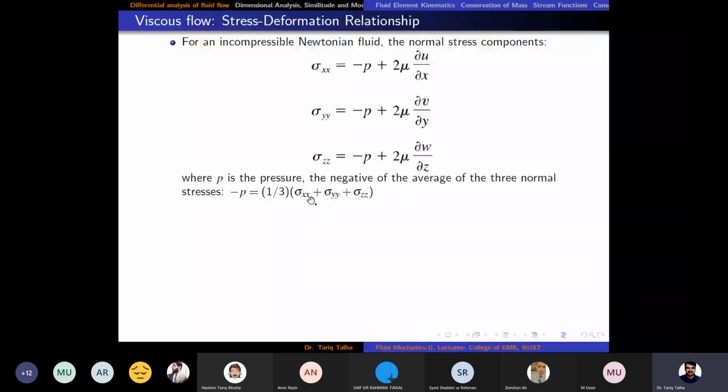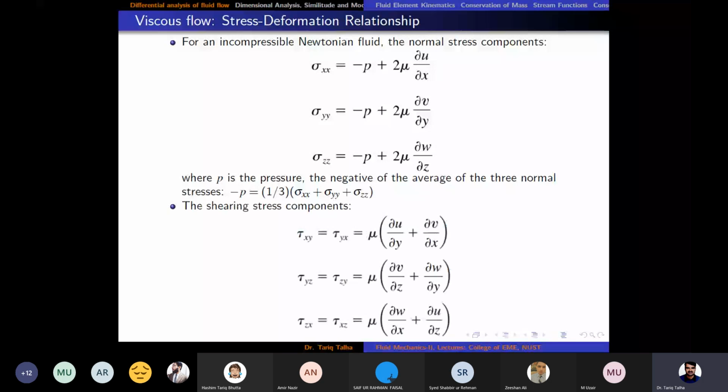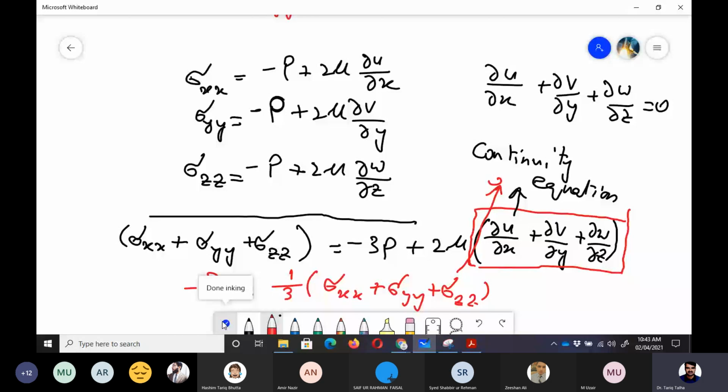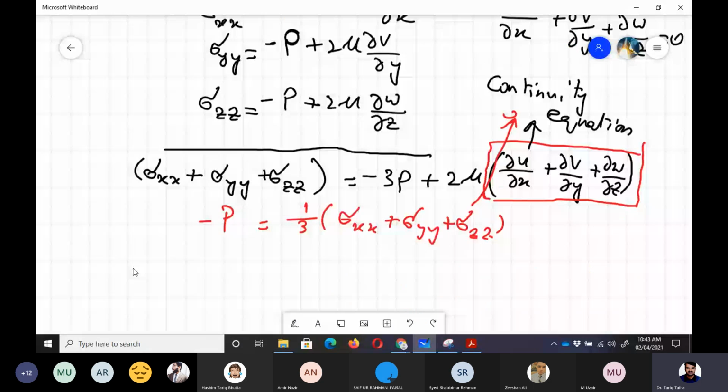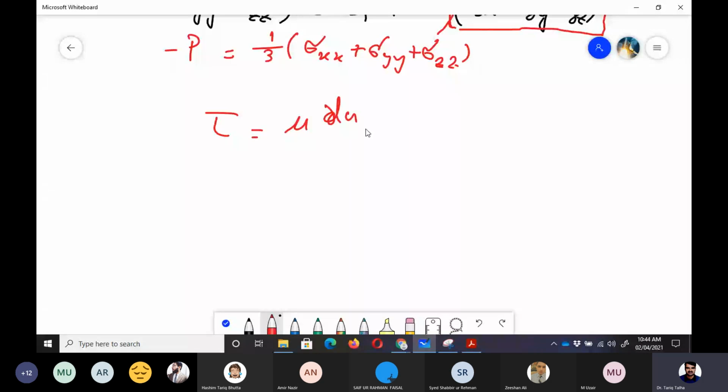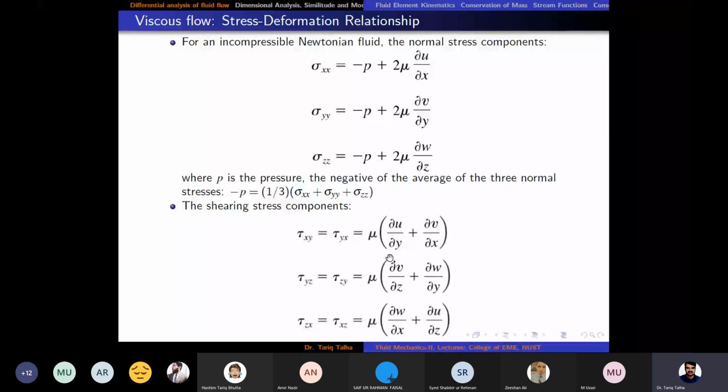It is basically the average of the three normal stresses, and then the shear stress can also be written in terms of velocity gradients. In chapter 1, you must have studied a relation stating that for a flow over a flat plate, the shear stress is tau equal to mu du by dy. That is only for one dimensional flow. Here, because we are talking about three dimensional flow, the shear stress is written in these terms: tau xy is equal to mu into partial u by partial y plus partial v by partial x, and similarly tau yz is equal to mu into partial v by partial z plus partial w by partial y.